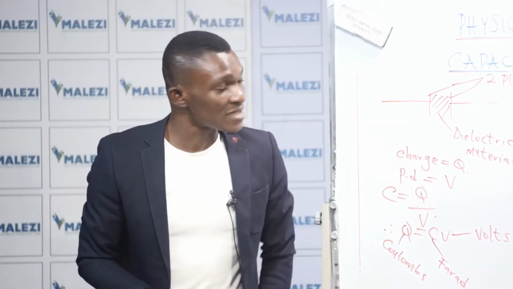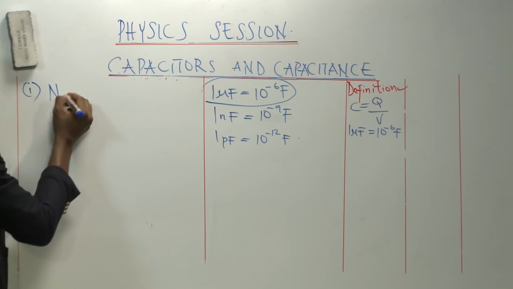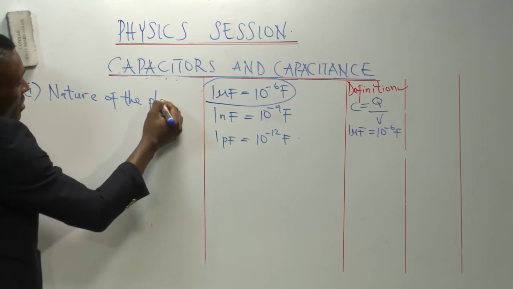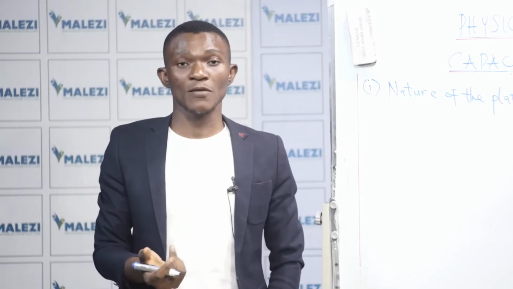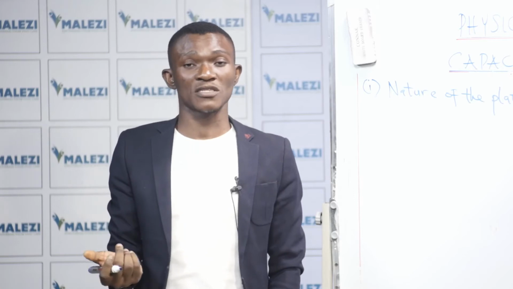So let's take a look at factors affecting the capacitance of a capacitor. What are the factors affecting the capacitance of a capacitor? Basically, we have 3 factors. The first one is the nature of the plate. Don't forget that I said that a capacitor has two metal plates, and those plates can be made up of different conducting materials.